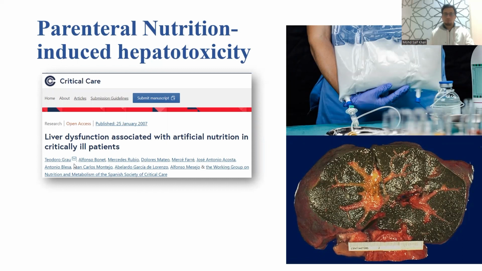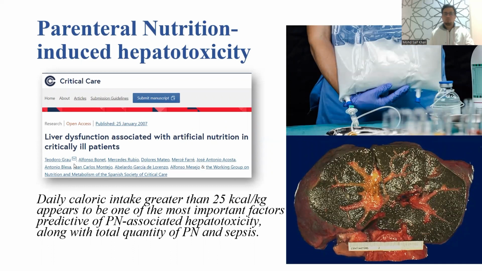Another observation which this study gives you is that a daily caloric intake of more than 25 kilocalories per kg appears to be one of the most important factors predictive of parenteral nutrition associated hepatotoxicity, and that is the reason you must be careful about the calories. So a hypocaloric diet is better than hypercaloric in patients who are critically ill. So that is very important.